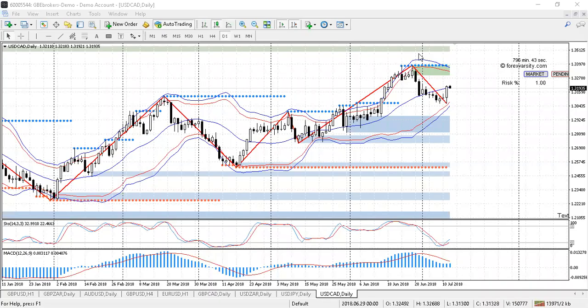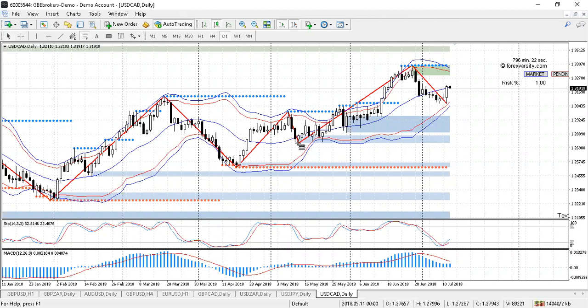Hi guys, Chris here. I just want to show you today how to get a better entry point on your trades using a lower time frame. I'm at the moment looking at the USD CAD on a daily chart, and I've identified a nice upward trend here.